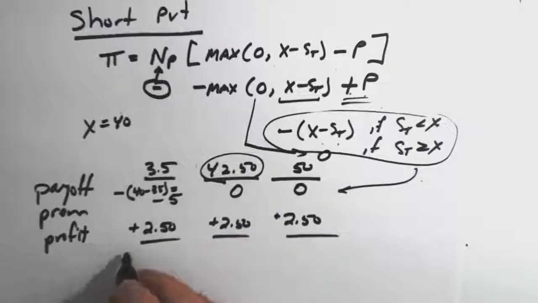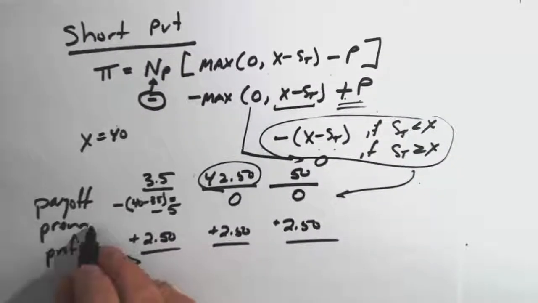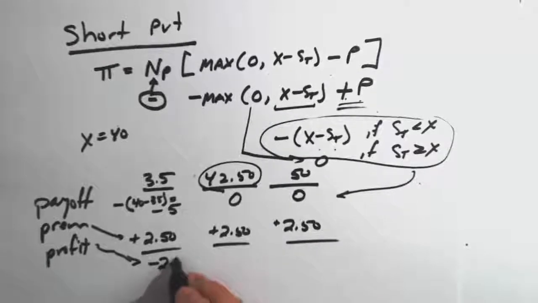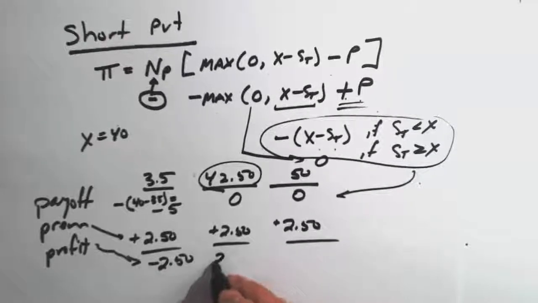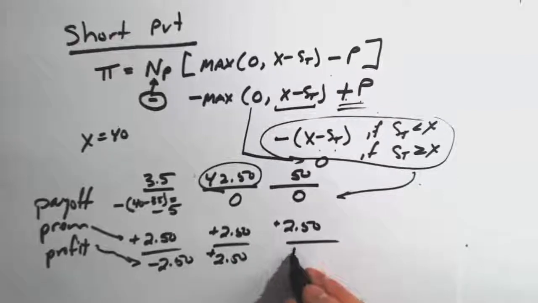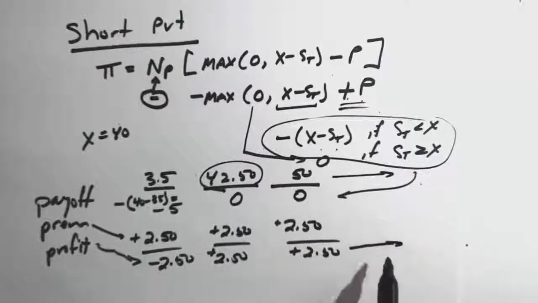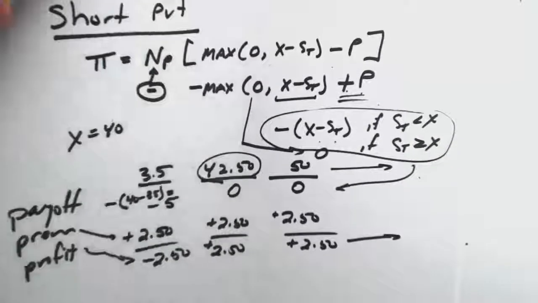So therefore, our profits, oops, I'm down here. This is premium plus payoff. Our profits are going to be minus 250 at the 35 scenario, and plus 250 on the upside. And if stock price keeps going up, you're going to stay at 250. It's going to be a flat line at a positive 250.